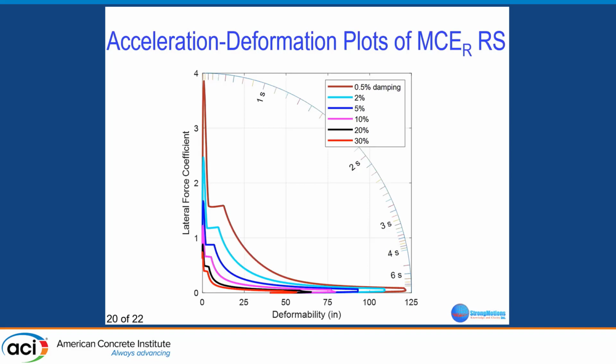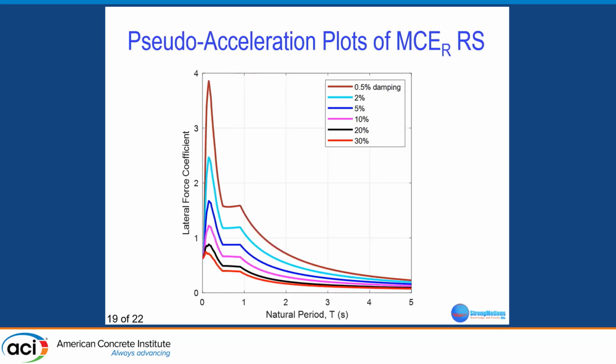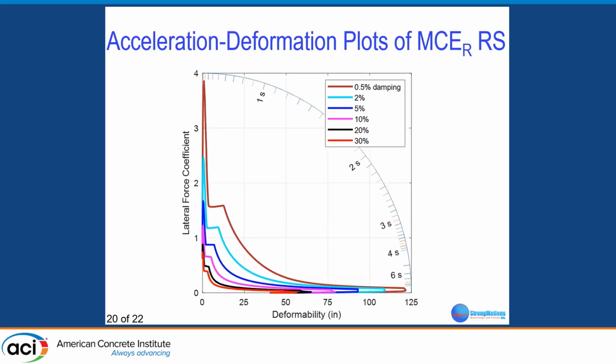So this kind of plot you will use for SSE analysis, for contingency level earthquake analysis. But this spectrum you will use for OBE analysis, because you have to keep the tank operational during OBE ground motions.